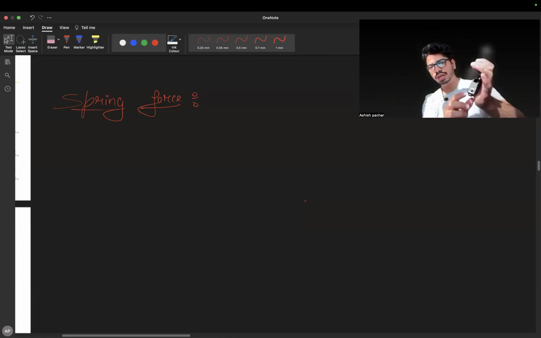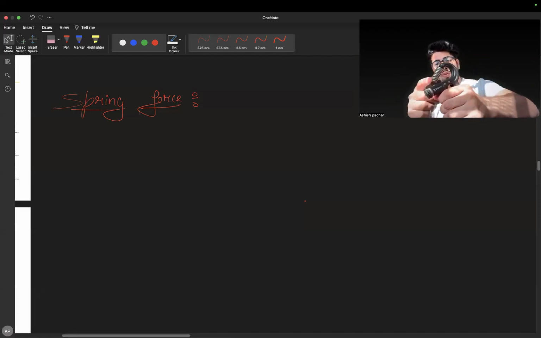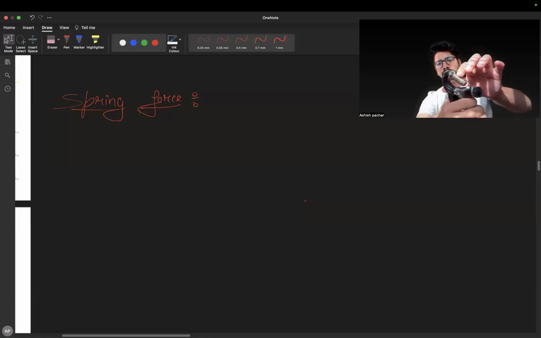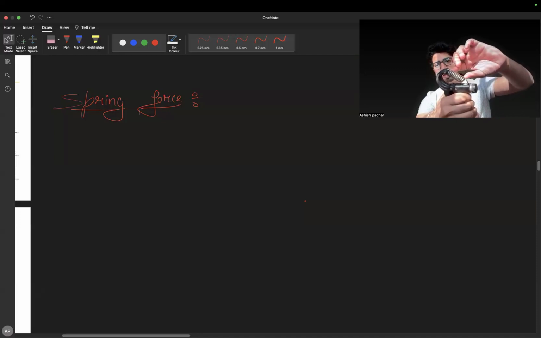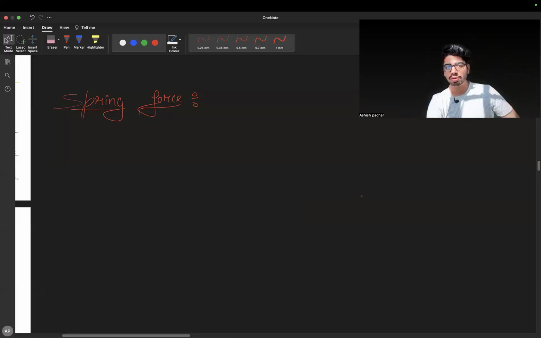Initially it is very easy for me to displace the spring, but as you displace it more and more, it becomes harder for me to pull it. So the spring force is changing. As the displacement is more, the spring force will be more. The spring force is directly proportional to the displacement.